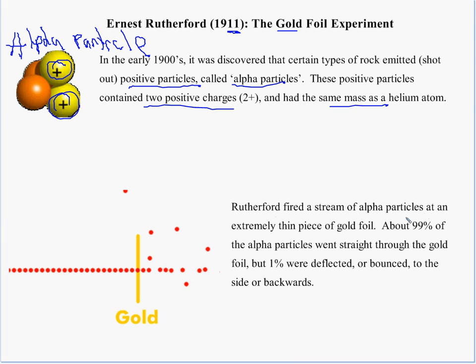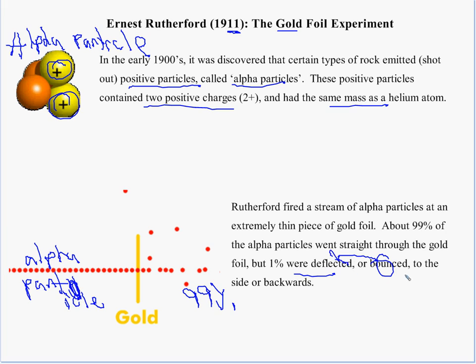Rutherford fired a stream of alpha particles. Okay, so this is the alpha particles. At an extremely thin piece of gold foil, so there we go. About 99% of these particles went straight through. So this is 99%. But 1% were deflected, bounced, so bounce means deflected, to the side or backwards. So 1% bounced. Interesting. Wonder where they bounced off. Why did this many go through? Why didn't they all bounce off?